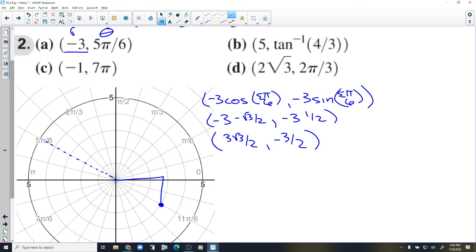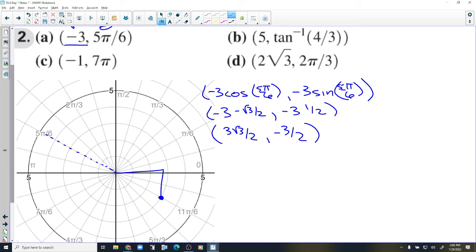It's on a circle of radius 5, and it says the inverse tangent is 4/3. So we know we're on this circle somewhere. I don't know where we are. We're on there somewhere. How are we going to locate where we are on that circle? What do you think? Yeah, very good. Isn't tangent y over x? So we're on the point 3, 4.